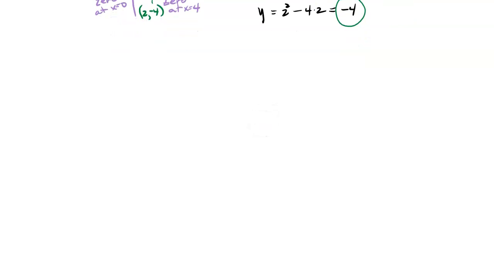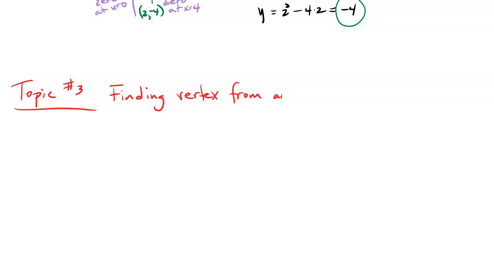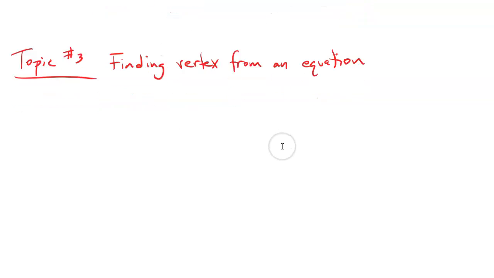So I'll get down to the third topic here. This homework is definitely going to take you more time than Friday's. Friday's was probably decently quick. Okay, so the third topic is finding the vertex from an equation, which we kind of just did. But finding the first number is slightly different. That's really the only thing different.